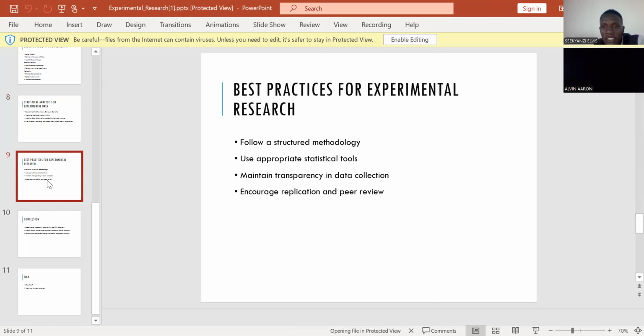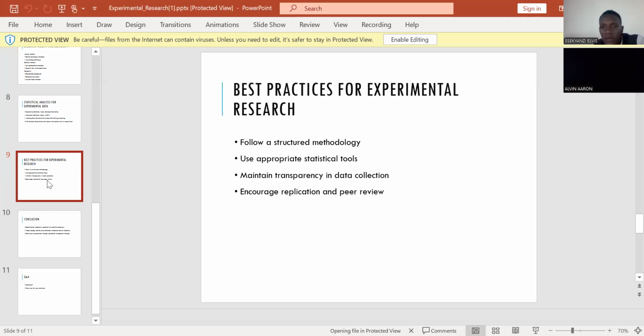So here we have the best practices for experimental research. And one of them is to follow a structured methodology. Basically, this methodology emphasizes the importance of having a well-defined systematic approach to conducting experimental research. Under the methodology here, we can clearly define the research question. We design the experiment with appropriate controls and variables. We develop a detailed protocol for data collection. We establish clear procedures for data analysis.